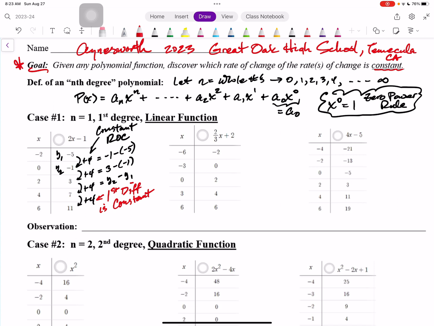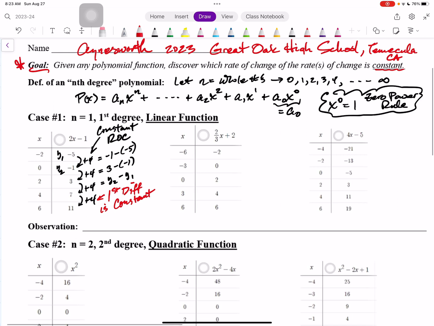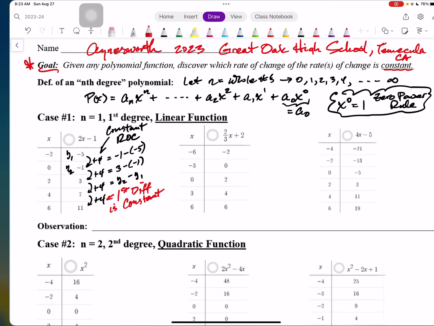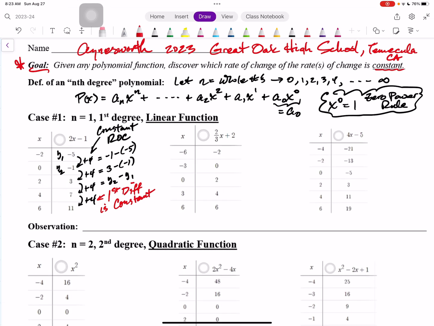All right, so rate of change, another name for it, when you do this right here, because you get it by subtraction, is called the first difference. So new terminology here today. We call the rate of change, when you do this the first time, the first difference. If you do it another time, it's called the second difference. If you do it another time, it's called the third difference, and so on. All right, so let's see if this is always the case for all linear functions.